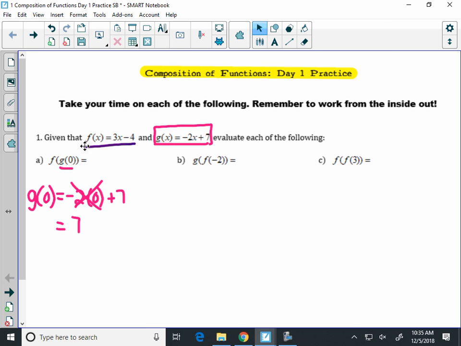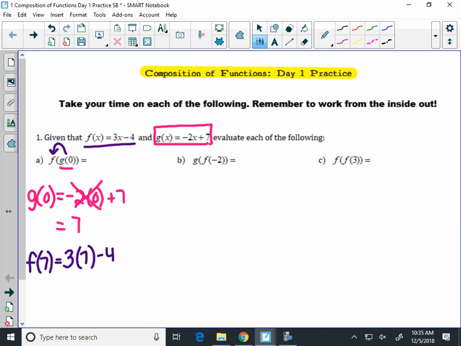Now, once you do that, you're going to put that value of g, the letter on the right, into the letter on the left. So now you're going to take that 7 and put it into the function of f, because f is the function on the left. All right, we'll have 3 times 7 minus 4. Well, 3 times 7 is 21. We have 21 minus 4, which equals 17. So that is the value of f of g of 0.